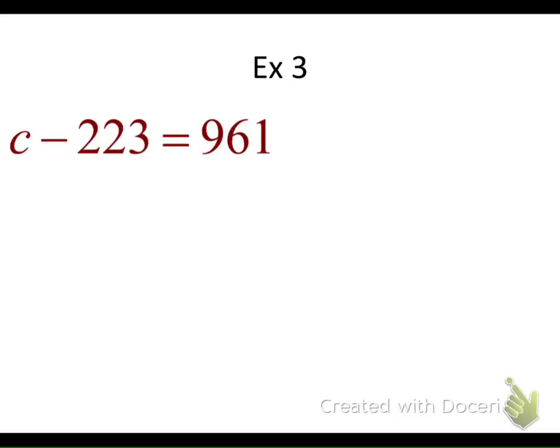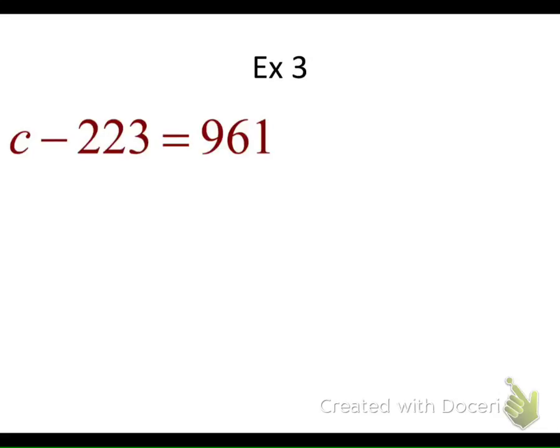Let's take a look at example number 3. Ooh, big numbers. Now, in our opener, we did really easy numbers. That's why we could quickly determine what number we would plug in for the variable. Something like this, you're not going to be able to think, this minus 223 will equal 961. That's why we need to learn how to solve one-step equations.